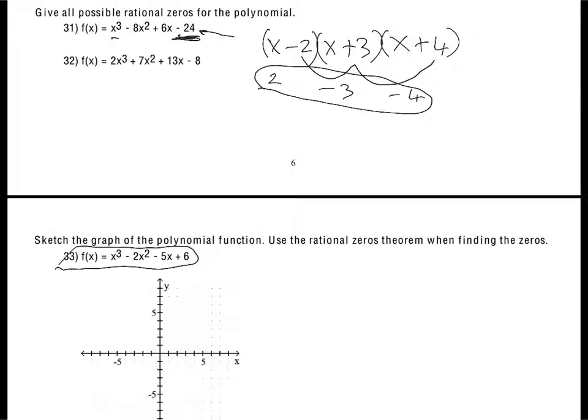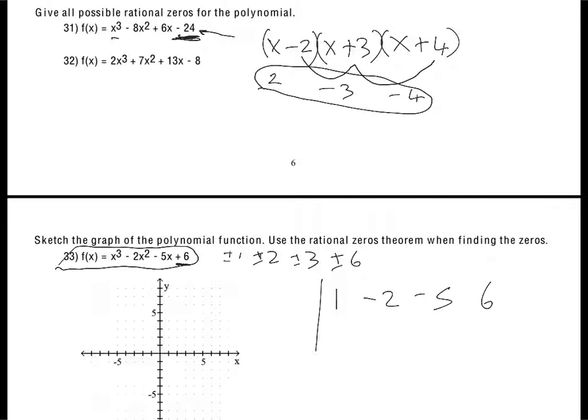So can you see that because it's got this 6 at the end, 1 might work? Well, let's see: plus and minus 1, plus and minus 2, plus or minus 3, plus or minus 6. All those are factors of the 6. So we're going to do synthetic division: 1, negative 2, negative 5, 6. Notice I haven't given you any numbers. You have to try them yourself and see if you get a 0 at the end.